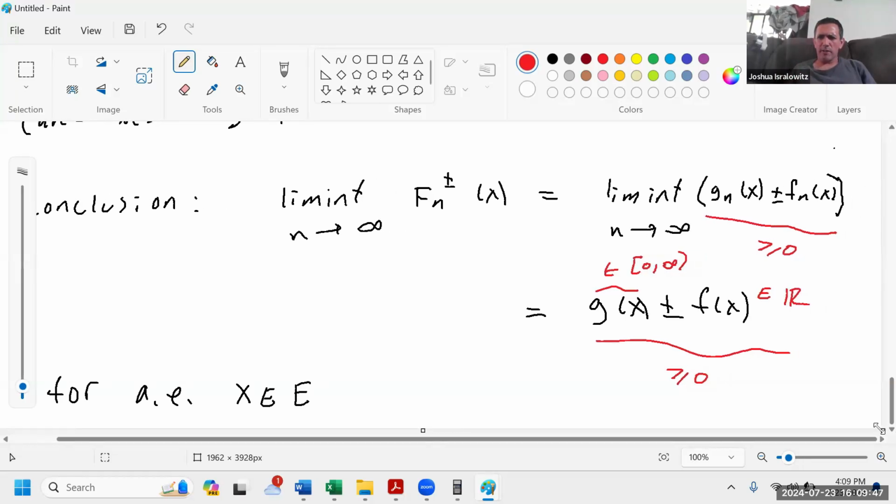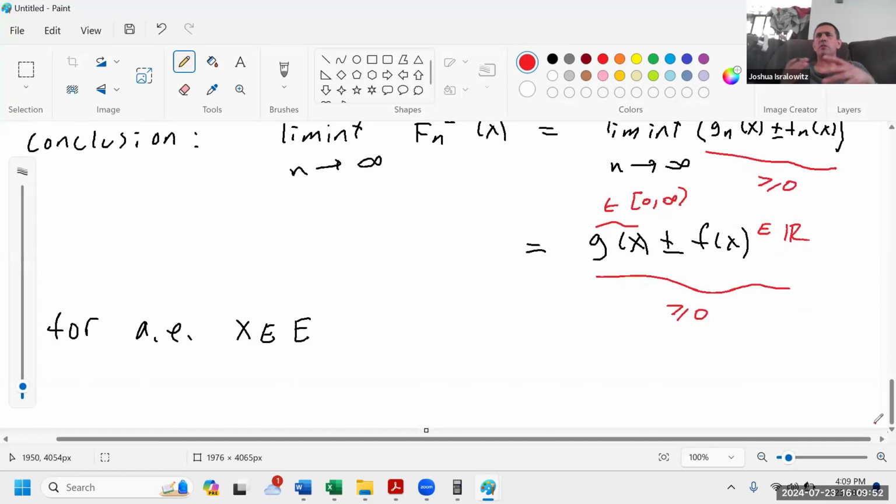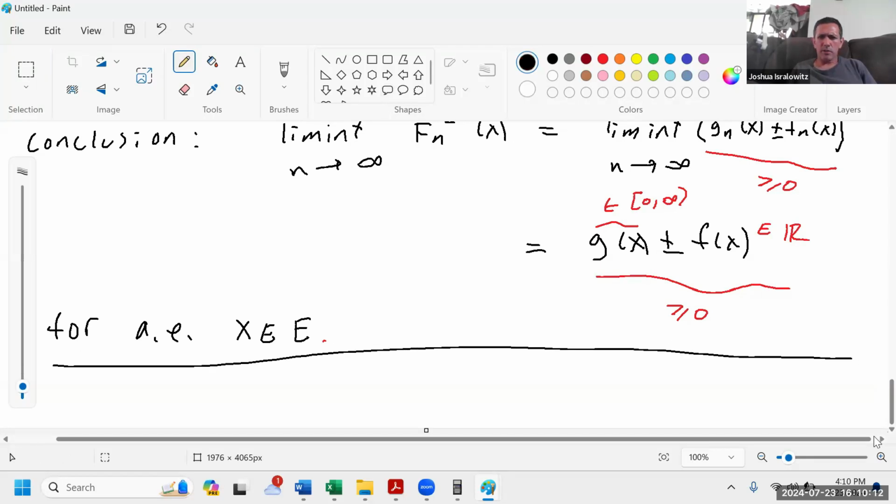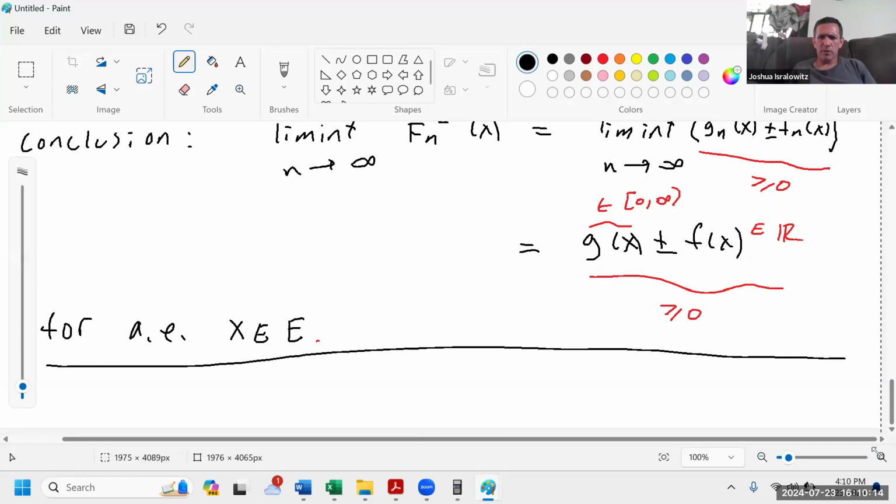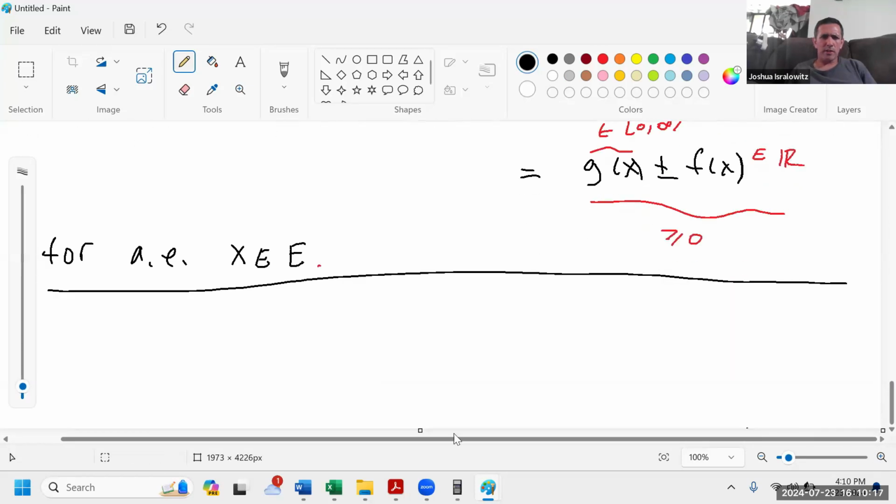I suppose technically you should keep excising sets of measure zero and build a new, bigger set of measure zero. Don't bother for the prelim. If you give me detail at this level, I'm very, very, very happy. Seriously. Okay, so that takes care of that. Now let's do the right-hand side.